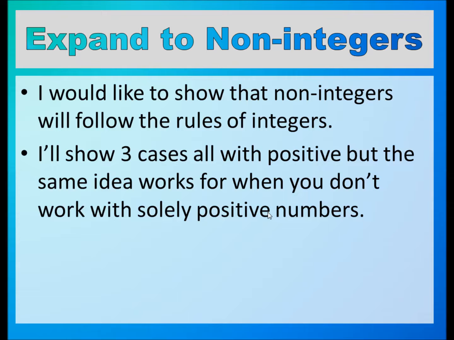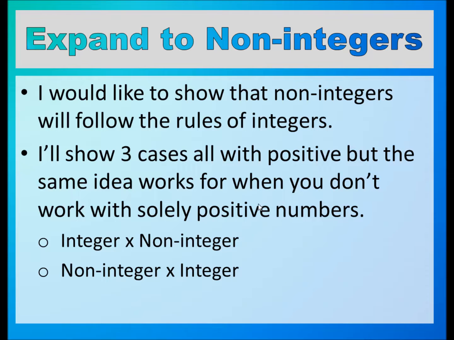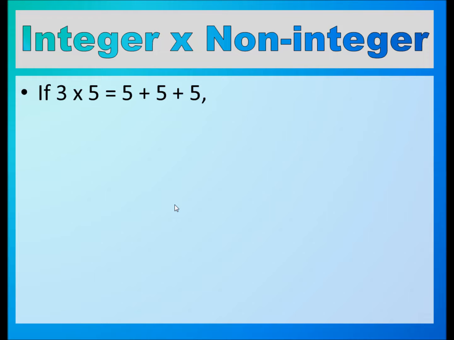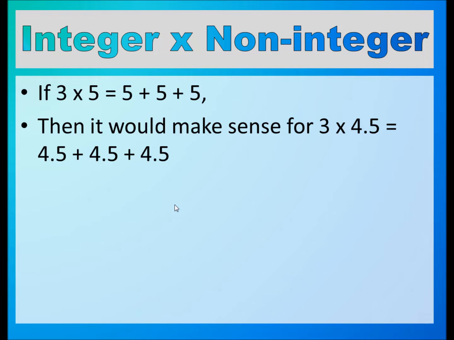So the same idea will be the case when I multiply positive times negative. So I'll go over integer times non-integer, non-integer times integer, and lastly, non-integer times non-integer. So integer times non-integer. If 3 times 5 equals 5 plus 5 plus 5, it would make sense for 3 times 4.5 to equal 4.5 plus 4.5 plus 4.5, we're still using repeating addition.